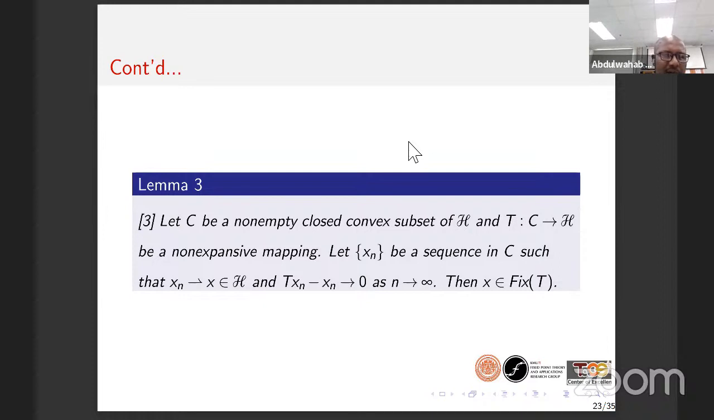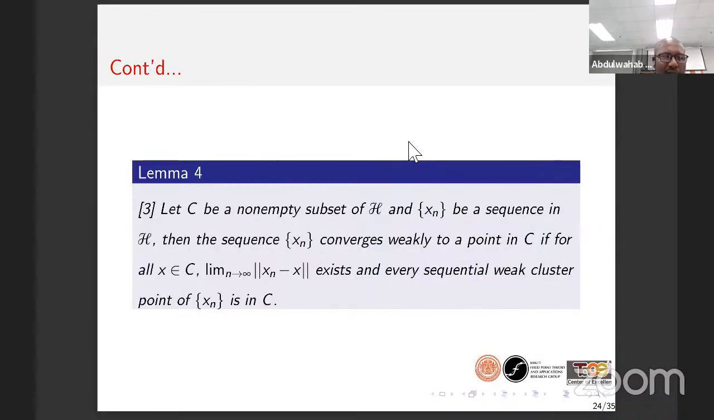The other lemma is where we have a non-empty closed convex subset C of H, and T is a mapping from C to H, a nonexpansive mapping. If xn is a sequence that converges weakly to x, then immediately after we show that xn is a bounded sequence, we can conclude that it is also weakly convergent to some point x in H. And if we are able to show that xn minus T xn goes to 0, then using these two relations, we can show that x is an element of the fixed point set of T. So this is also a very important lemma which will be used in the proof of our theorem.